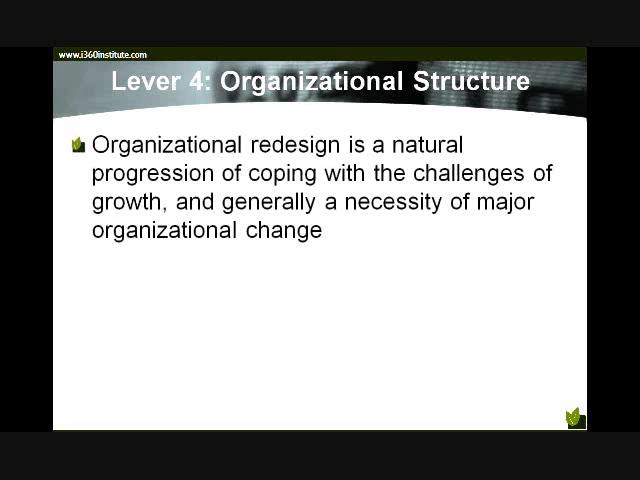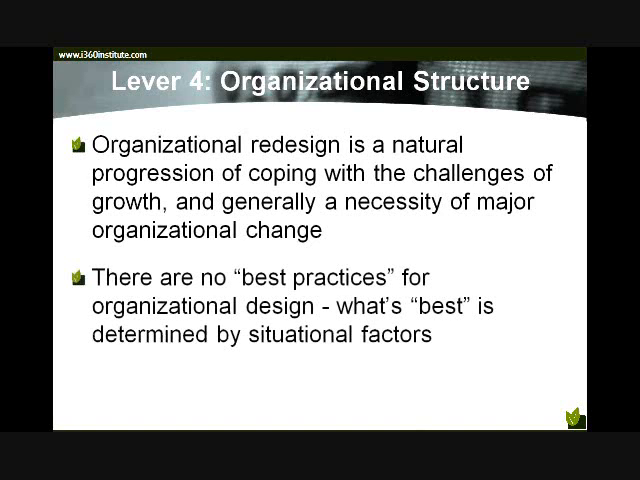So we have to address the organizational structure as we're addressing the new process. It really is a natural progression within all organizations to redesign processes so that we can cope with the challenges of growth and we can deal with major organizational change. It's a necessity to adapt every system. So we have to look for those things. And there really is no best practice out there for overall organizational design. What is truly best for an organization is really determined by that organization itself.